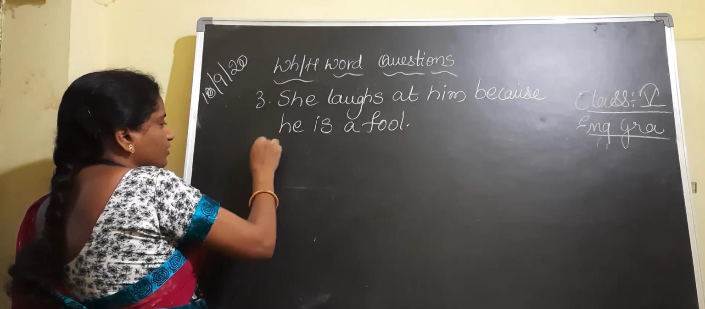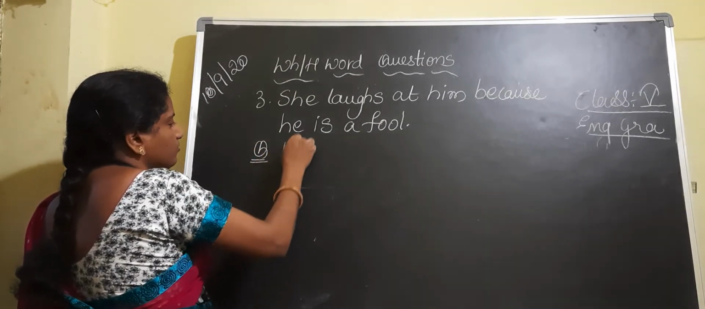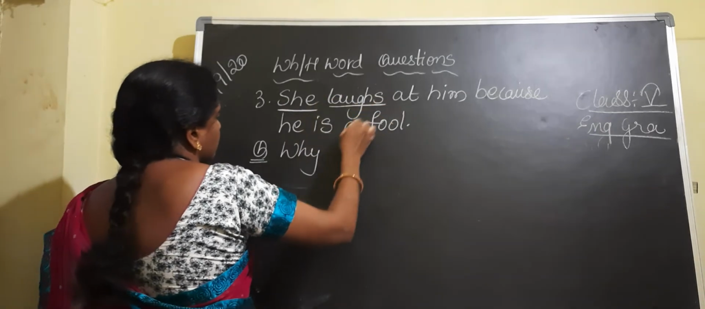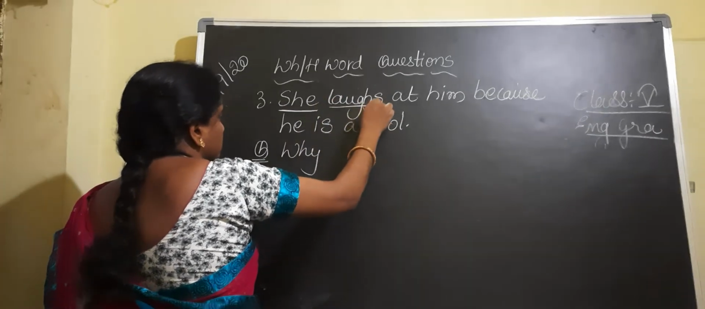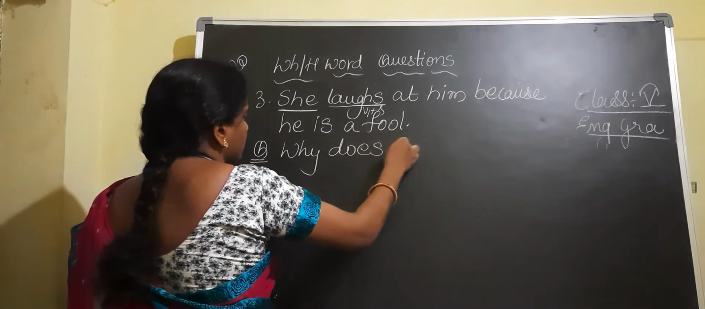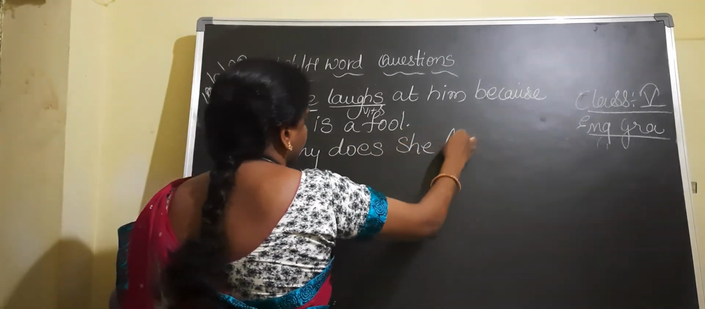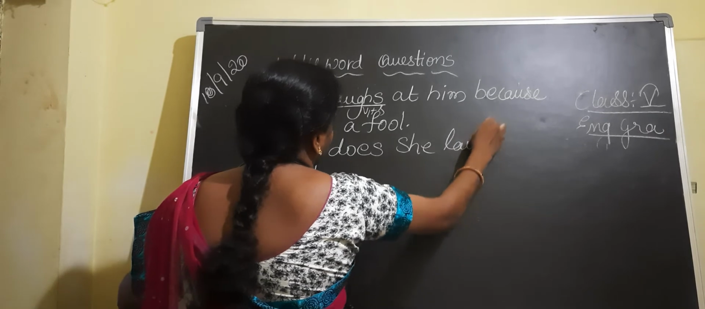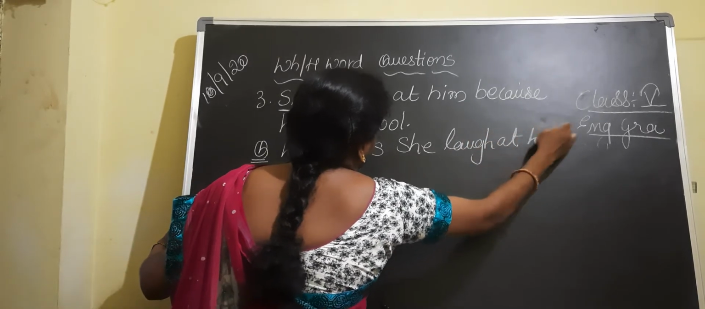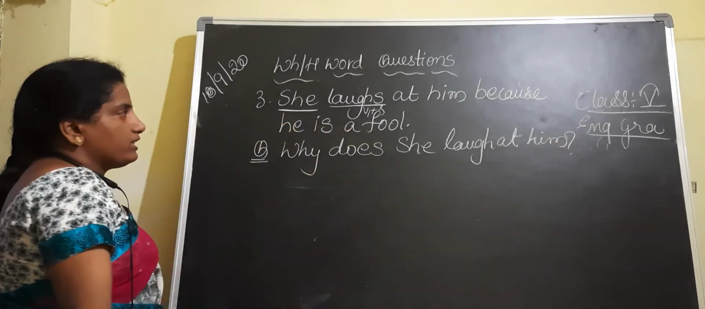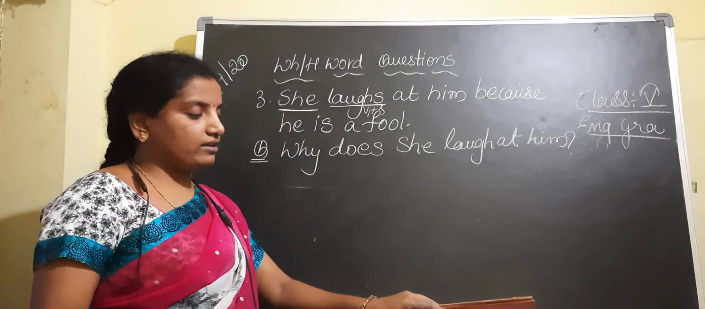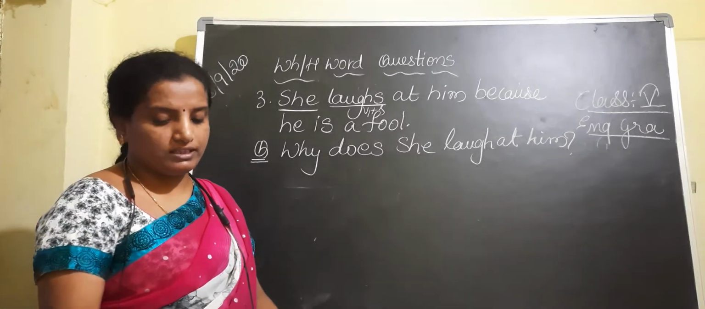Now when we are framing the question, children, write why, subject she, nana, laughs is V1 with s. So does. Why does she laugh at him? Why does she laugh at him? This is the question form. So in this way, children, we have learned the questions with why.